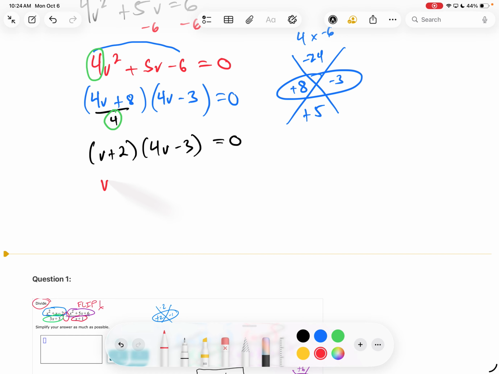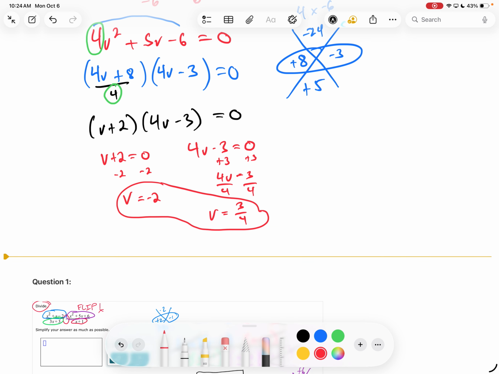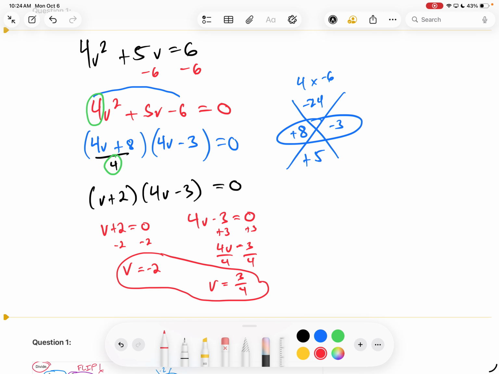Now, to finish this problem, I do need to set both of these equal to 0. So here I subtract 2 from both sides. And on this one, I add 3 to both sides and divide by 4. So I do get 2 answers on this one. Okay. Most likely, that problem is going to look like that.